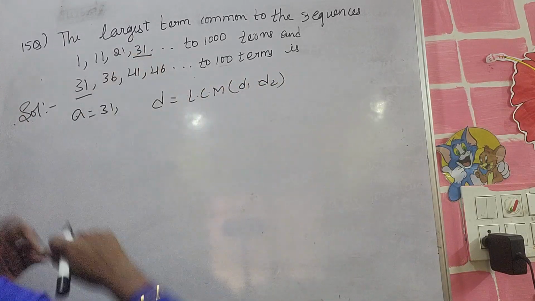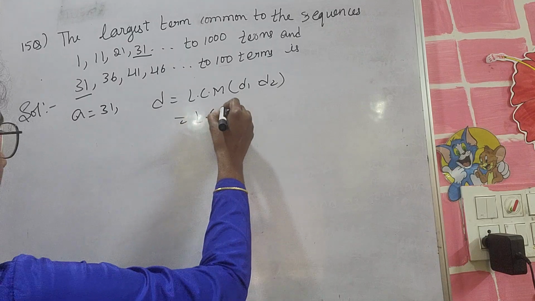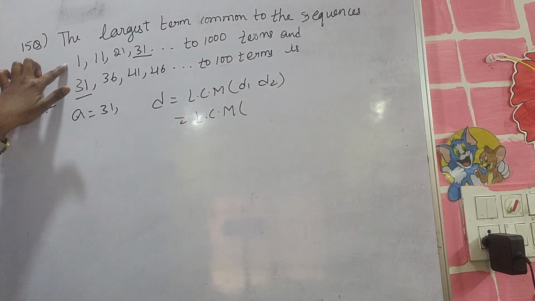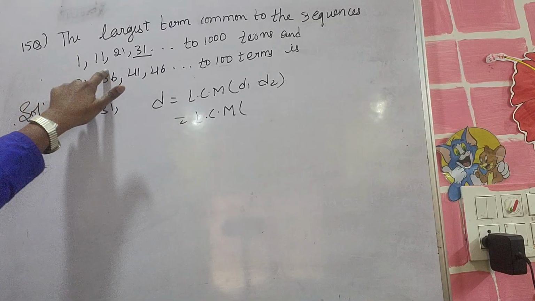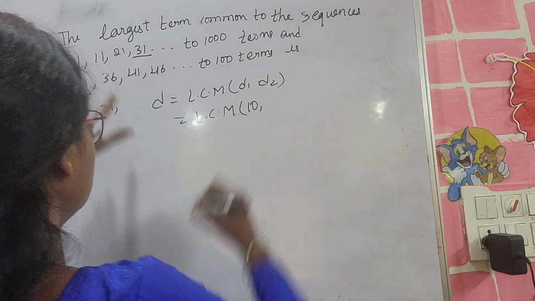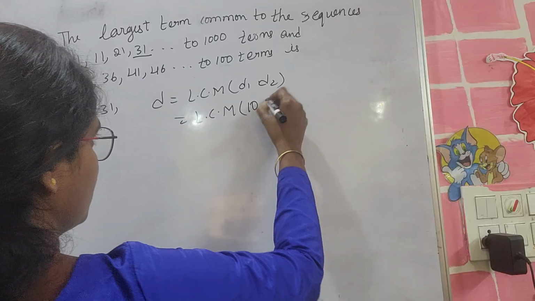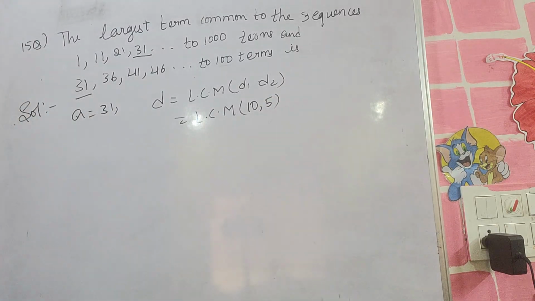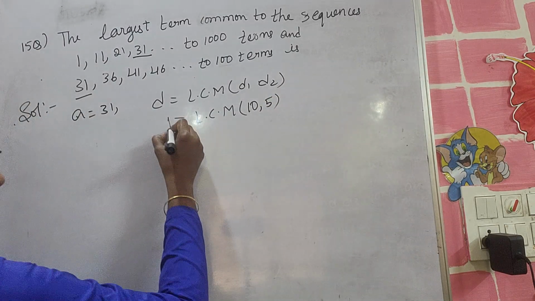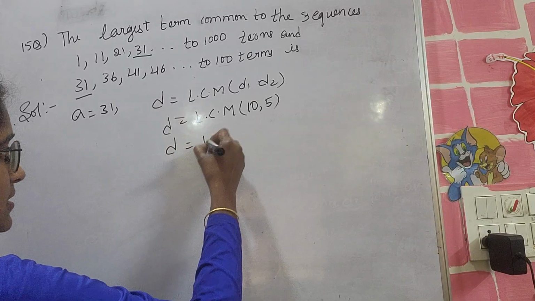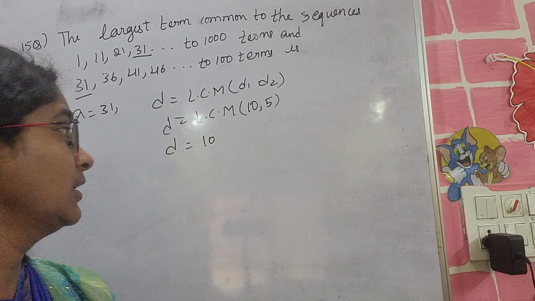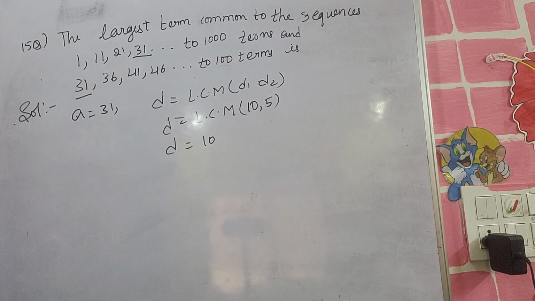So what are D1 and D2 here? In the first series, the common difference is 10, and in the second series, the common difference is 5. So these two are the common differences. The LCM of both is 10. So the common difference here is 10, and the first term is 31.